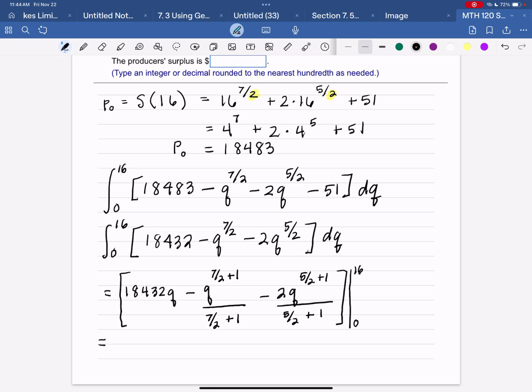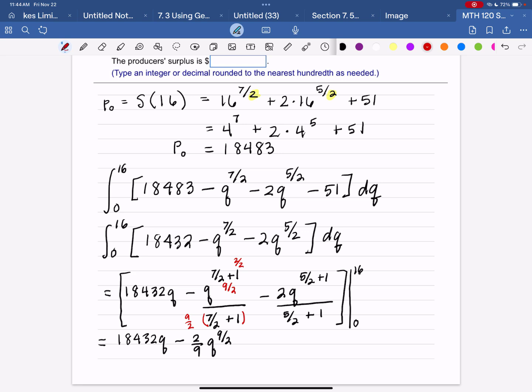So a little bit of simplifying before we evaluate. So that's 18,432q. And this is 7/2 plus 2/2, so that's 9/2. And this is also 9/2. So because we're dividing by 9/2, that's going to get flipped. So this is going to be minus 2/9 q to the 9/2.